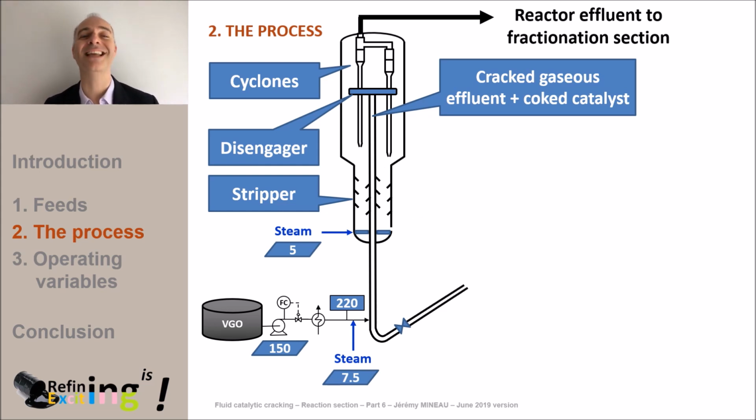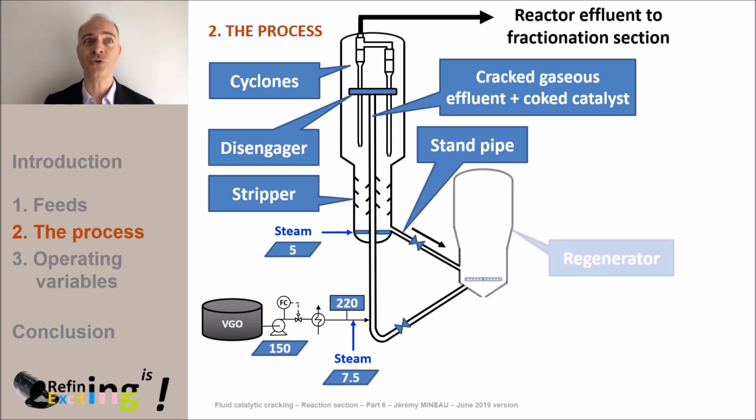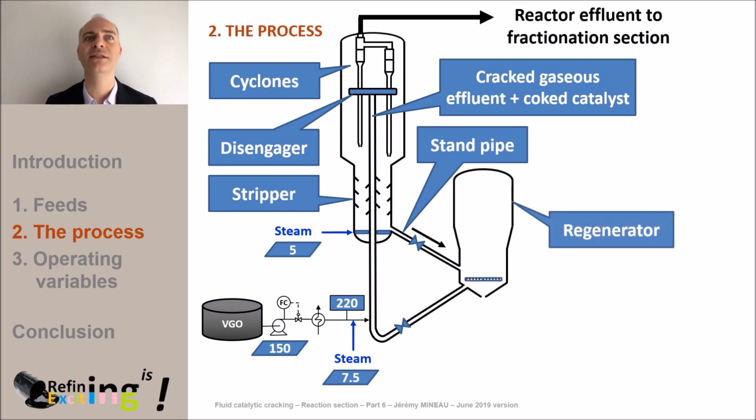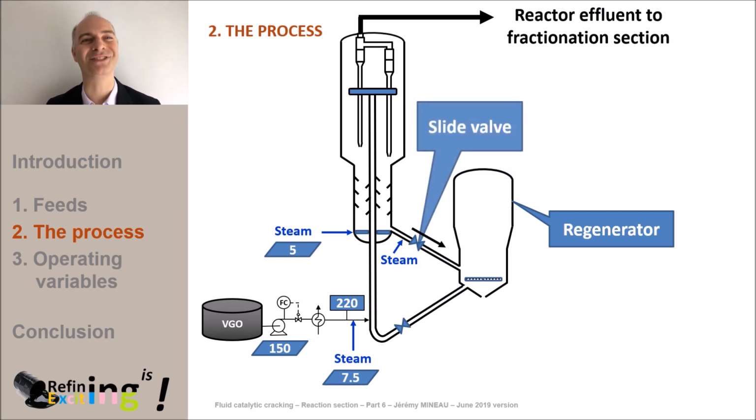Then the catalyst accumulates in the reactor. The pipe that joins the reactor to the regeneration section is called the standpipe. The stripped catalyst is fluidized using several steam injections that create a sort of hydraulic seal between the stripper and the regeneration section. At the lower end of the standpipe, a slide valve is installed. This valve controls the catalyst level in the reactor.